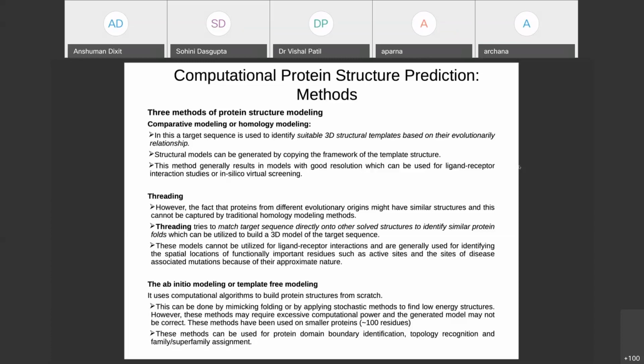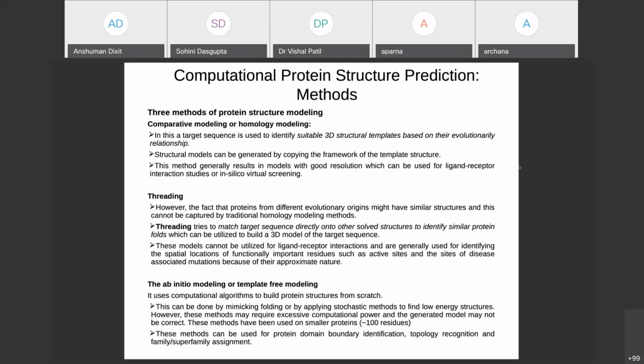This method generally results in models with good resolution, which can be used for ligand receptor interaction studies or in silico virtual screening. So this gives you a very good model. The only prerequisite for this particular method is you have to have a homologous protein. So this is number one. When you have a homologous protein, the creation of a 3D structure is very easy.